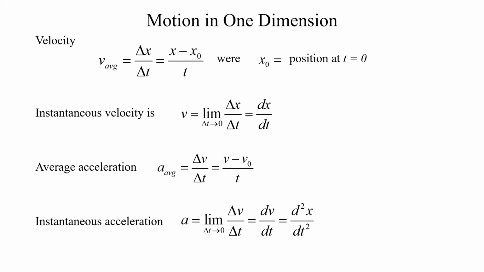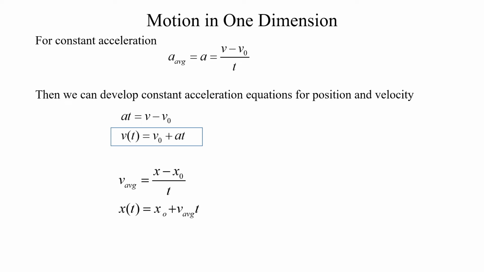So instantaneous velocity, how fast we're going right this instant: I take the limit as delta t goes to 0 of displacement over time, delta x over delta t, and that gives me dx/dt, the derivative of position with respect to time. Average acceleration is change in velocity over change in time, delta v over delta t, or v minus v naught over t. And then the instantaneous acceleration, we take the limit as delta t goes to 0 of delta v over delta t, and we get dv/dt, the derivative of velocity with respect to time, which is the same as the second derivative of position with respect to time.